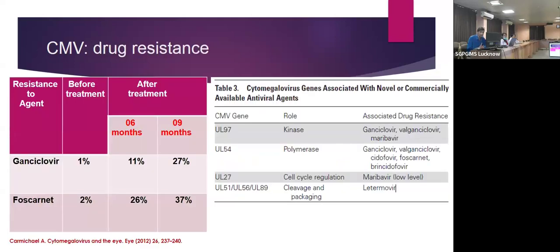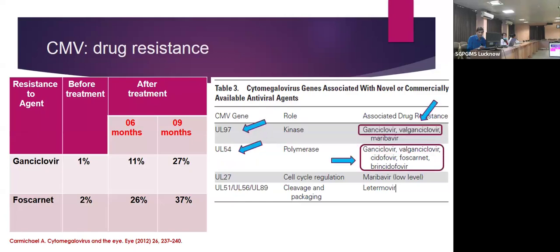And you can see the longer the duration of antiviral treatment, the more the incidence of resistance. And this is the problem. The second one, you can see, if the polymerase gets mutated, all the drugs become ineffective. And if only the kinases get mutated, only ganciclovir becomes ineffective. But you almost can't do anything if the polymerase gets mutated.